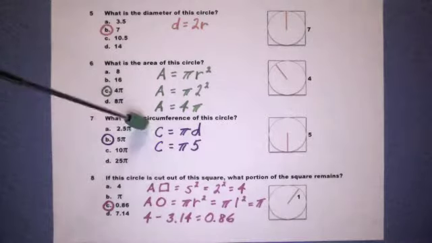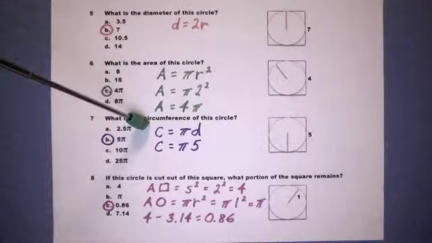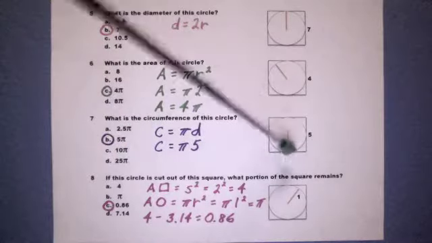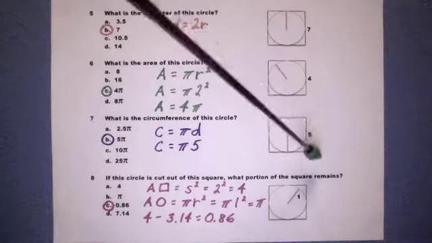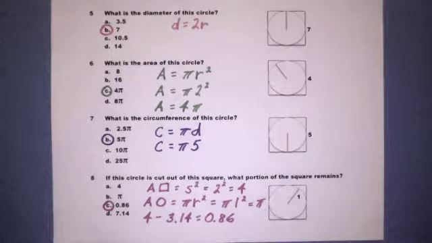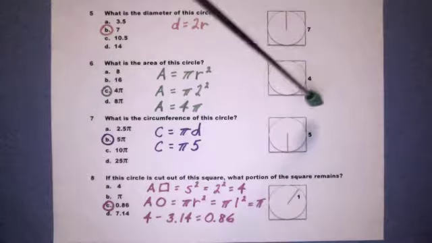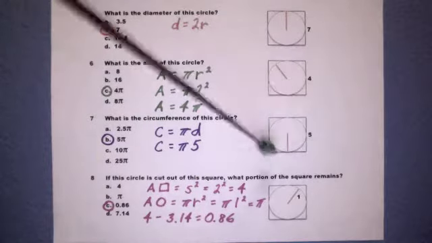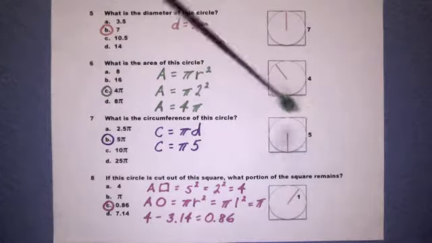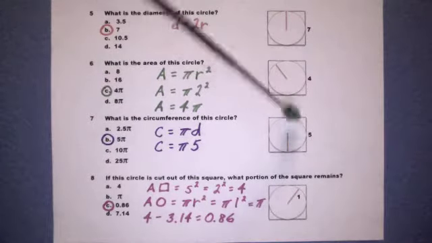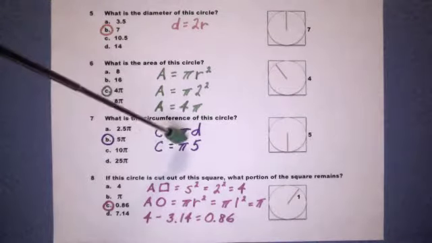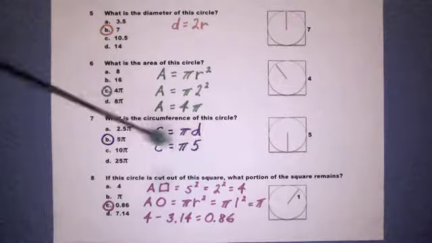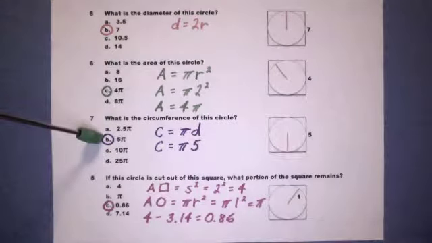Number 7. What is the circumference of this circle? The formula for circumference is C equals pi times diameter. They don't tell us the diameter of this circle. They tell us the length of this side is 5 units long. If the length of the side of this square is 5 units long, then the diameter of this circle is 5 units long. So the circumference equals pi times 5, or 5 pi.